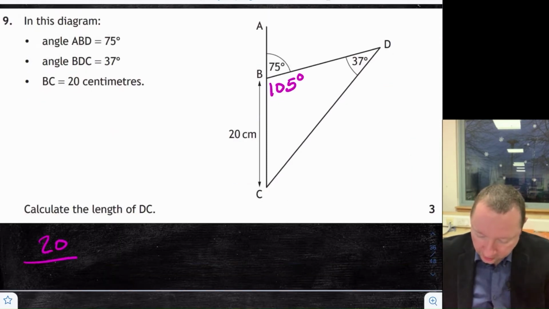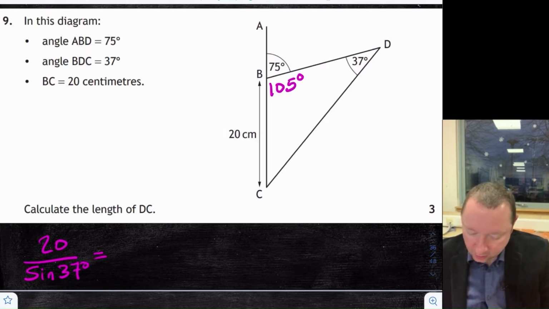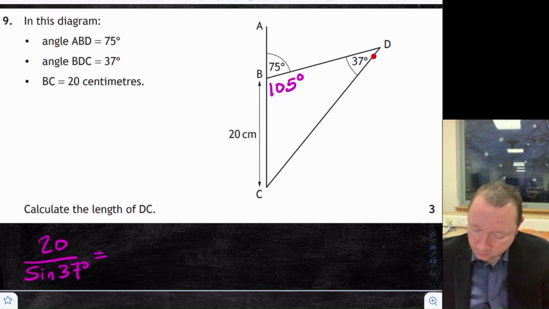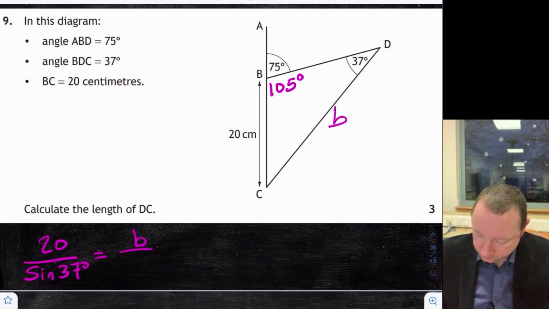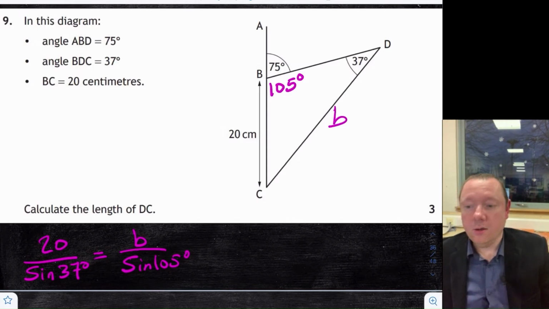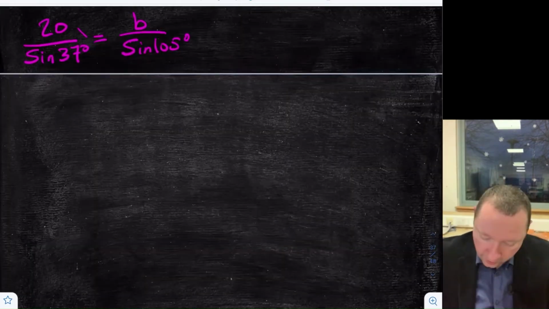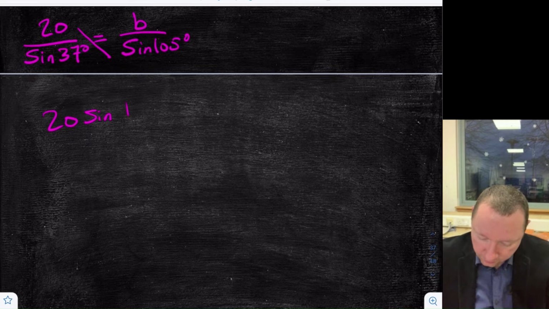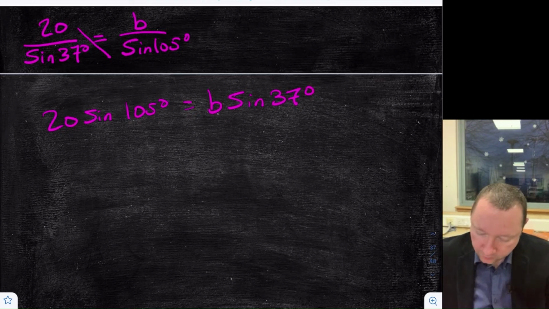20 over sine 37 equals, and it says calculate the length of DC, so that's here. So I'll just call that one B because of the angle. B over sine 105. Once we get that far, then it's a case of just rearranging it. 20 times the sine of 105 equals B times the sine of 37. So dividing through by sine 37, B equals 20 sine 105 divided by sine 37 degrees.